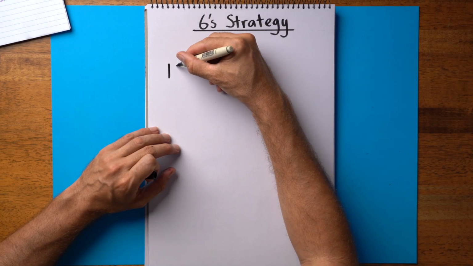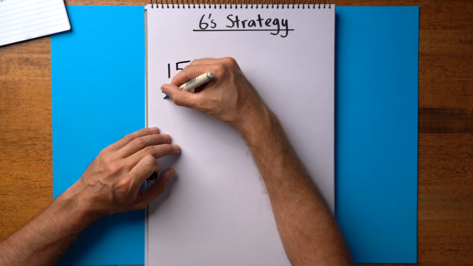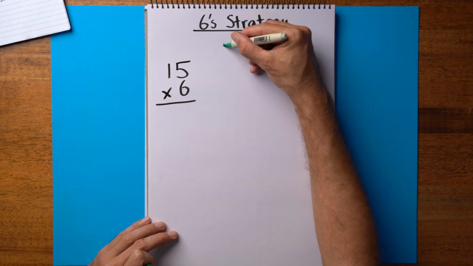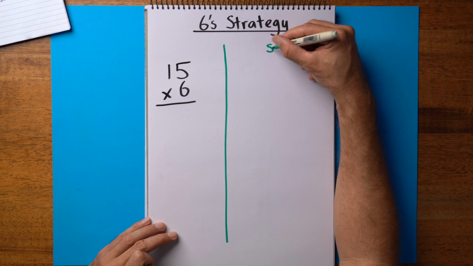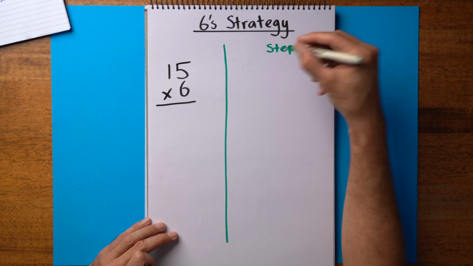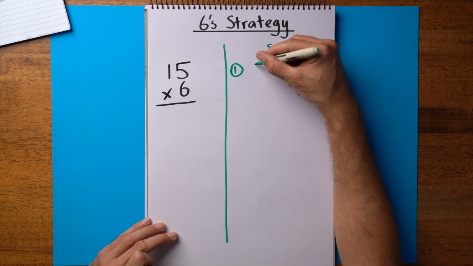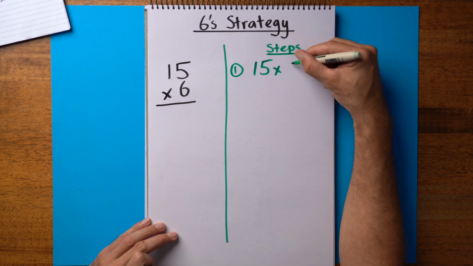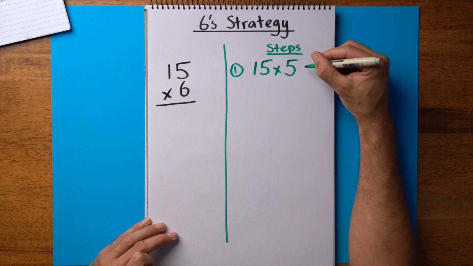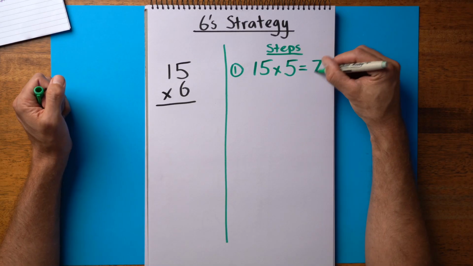I might want to find 15 groups of 6. Steps I could follow are, number 1, 15 groups of 5. And if we remember our 5 strategy, we would go 15 groups of 10, which is 150. Halve that, and that would give us 75. 15 groups of 5 would be 75.